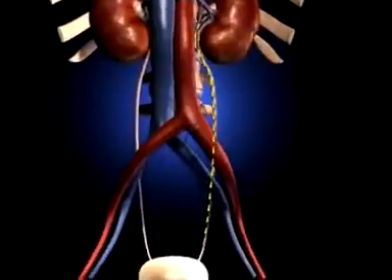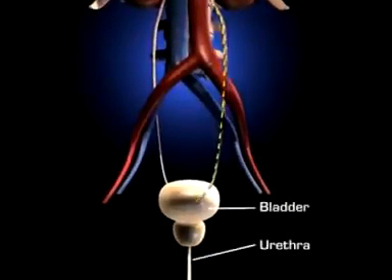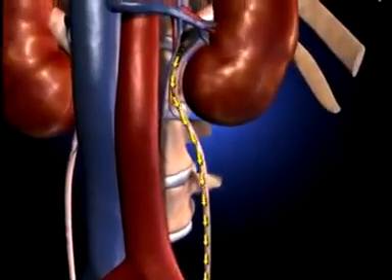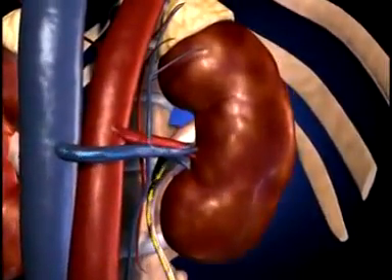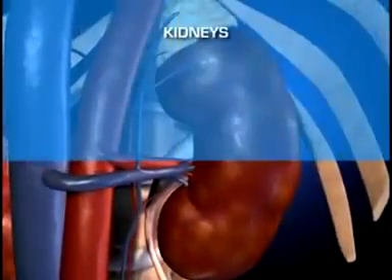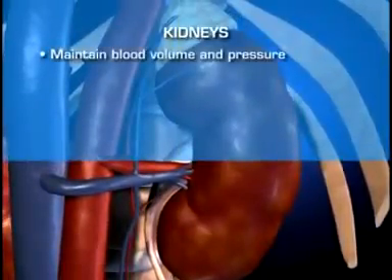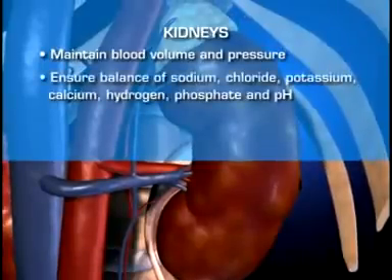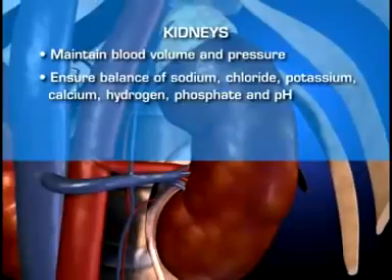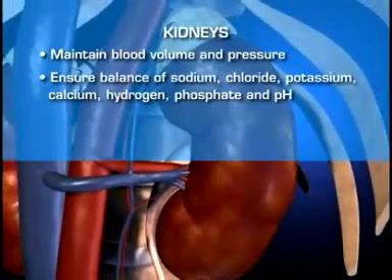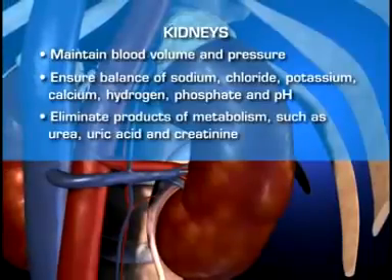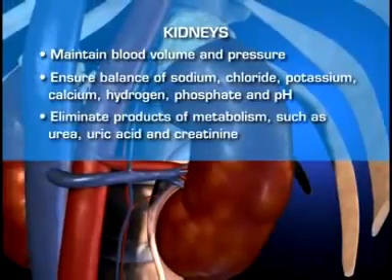into urine, moving via the ureter into the bladder before being expelled through the urethra. The kidneys also selectively reabsorb those substances that are needed to maintain the normal composition of the blood. By adjusting blood composition, the kidneys are able to maintain blood volume and pressure, ensure the proper balance of sodium, chloride, potassium, calcium, hydrogen, phosphate, and pH, and eliminate products of metabolism such as urea, uric acid, and creatinine.